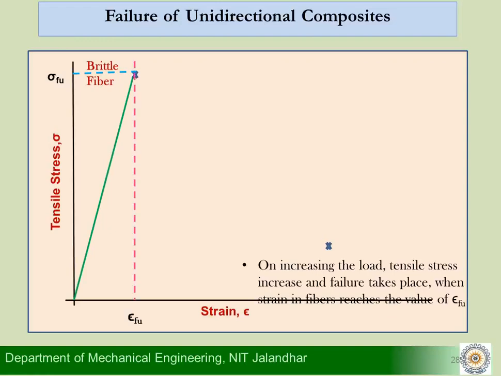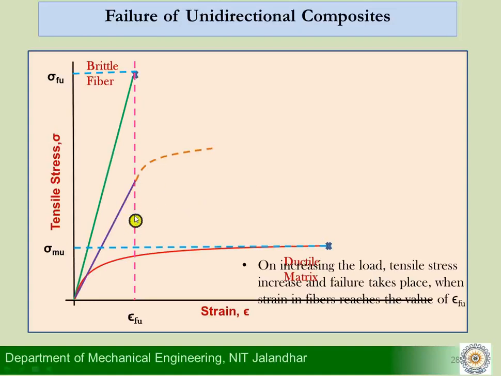And epsilon fu, that is the ultimate strain of the fiber, the strain at which the fiber will break. Then the red curve here shows that it is a ductile matrix. So we have a brittle fiber represented by the green line, and a ductile matrix represented by the red line here. In this curve for the ductile matrix, we define sigma mu, which is nothing but the ultimate strength of the matrix material. It may be a polymer material for our case to begin with.